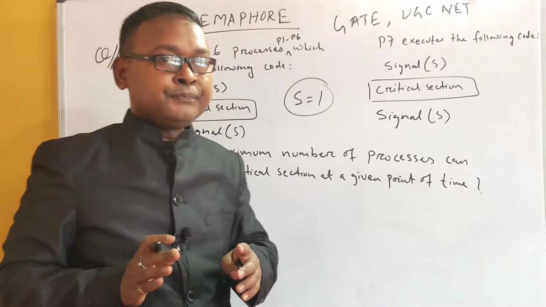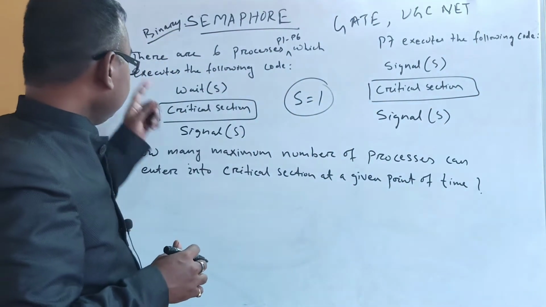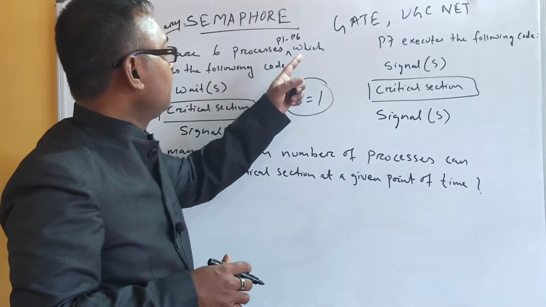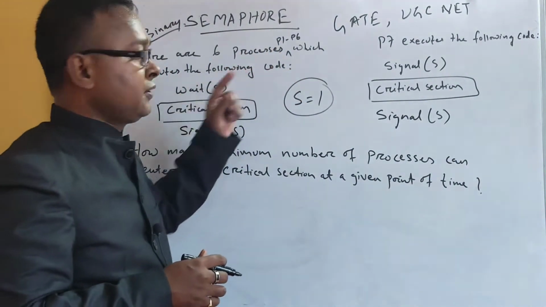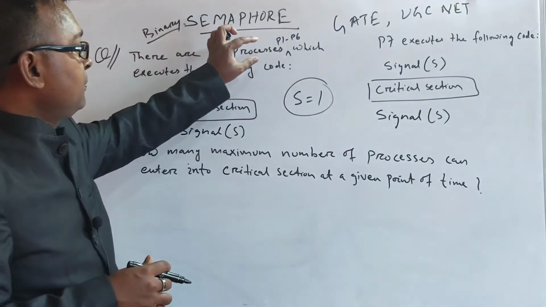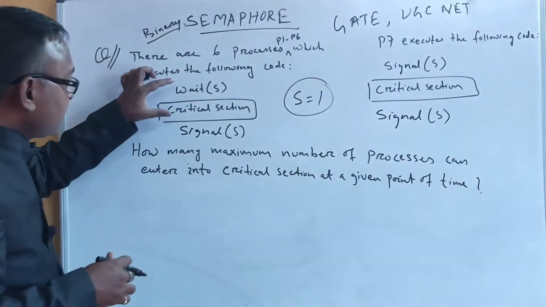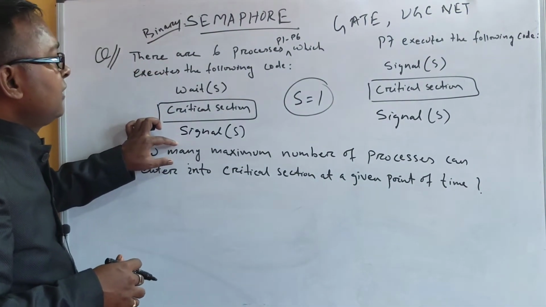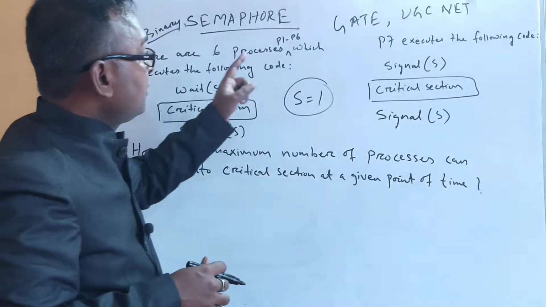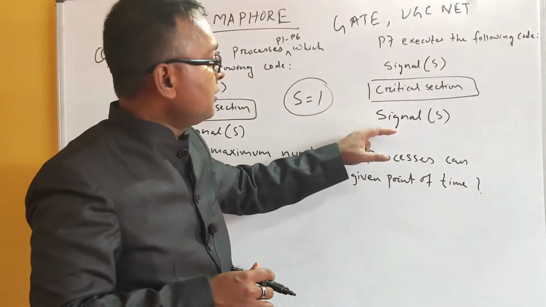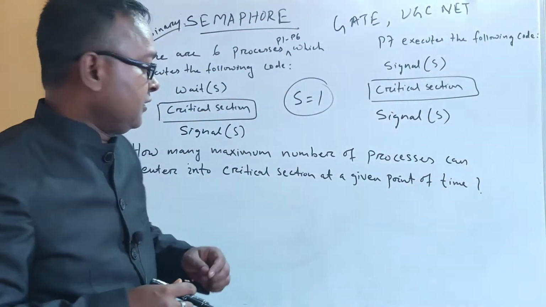See, our question is, there are 6 processes from process P1 to P6 which execute the following code, right? Process P1 to P6, so P1, P2, P3, P4, P5, P6, those processes will be executing this particular code. One more process is there, process P7, which executes the following code.